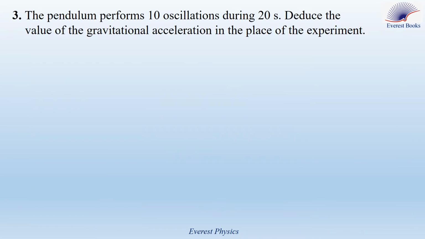Number 3. The pendulum performs 10 oscillations during 20 seconds. Deduce the value of the gravitational acceleration in the place of the experiment. We know that the natural period T0 is the time needed by the pendulum to perform one oscillation. So 10 oscillations needs a time of 10 T0. So we can write 10 T0 is equal to 20 seconds. So T0 equal 20 over 10 is equal to 2 seconds.